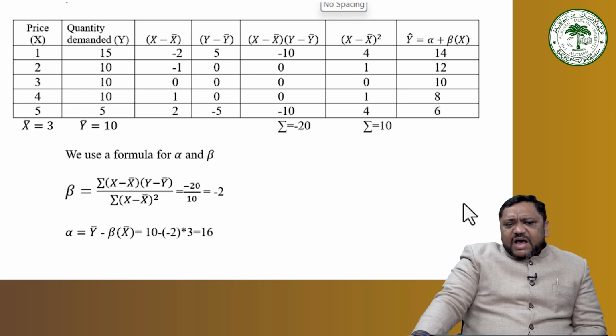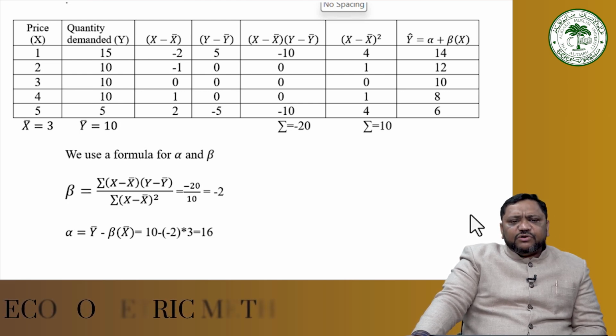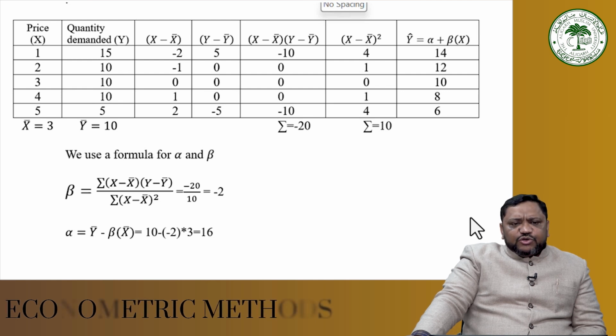So finally, the last column, we are calculating y hat. Y hat is equal to alpha plus beta x. So in the first case, alpha is 16 plus minus 2 multiplied by x is 1. So this happens to be 14. Similarly, we take x is equal to 2, x is equal to 3, x is equal to 4 and x is equal to 5. So we get 14, 12, 10, 8 and 6.